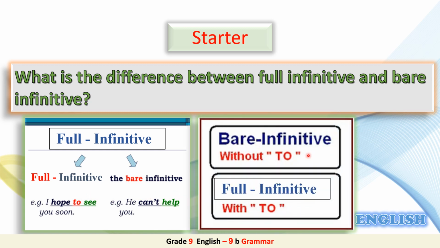Excellent. Bare infinitive, we form it without using to. Like this example, he can't help. So we use the verb help without the use of to. Whereas full infinitive is formed by using to plus the base form of the main verb. For example, I hope to see. So here we use to see, to plus the base form of the verb.